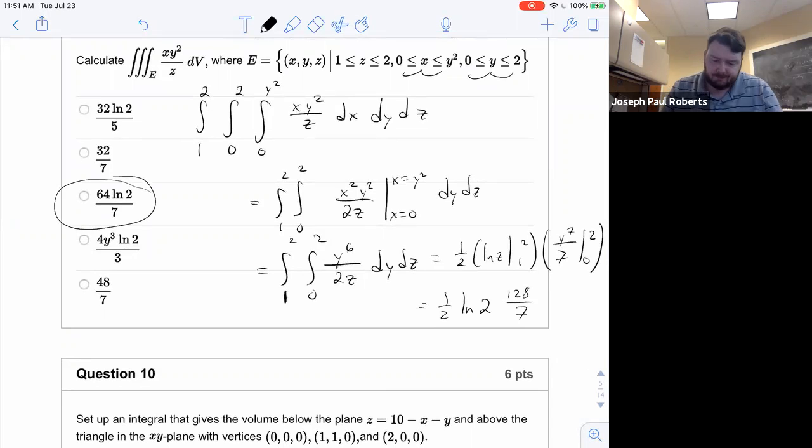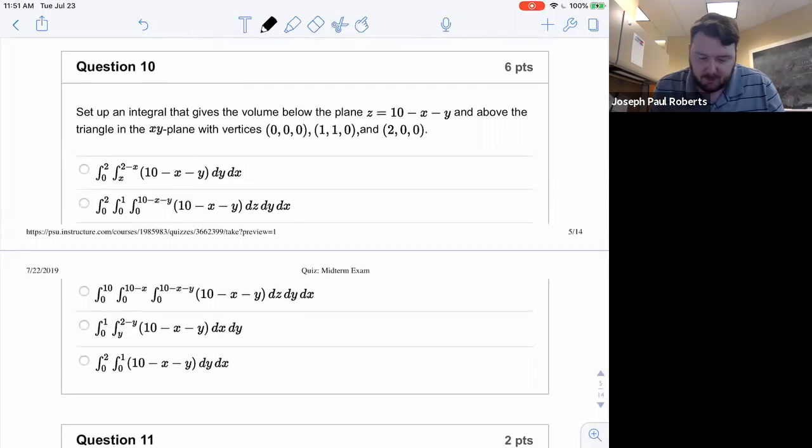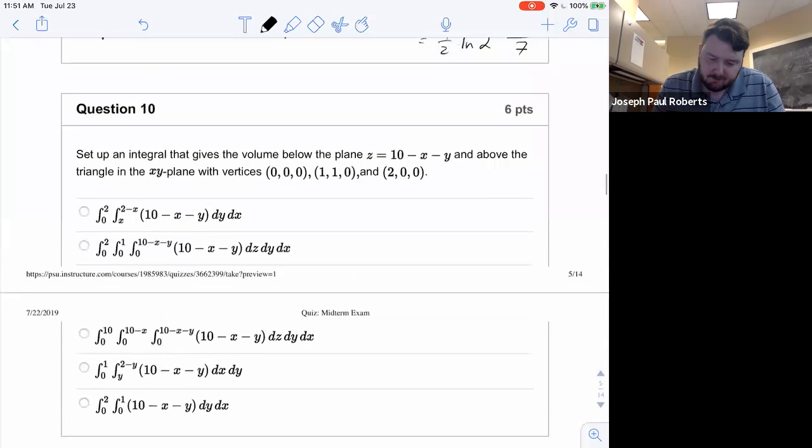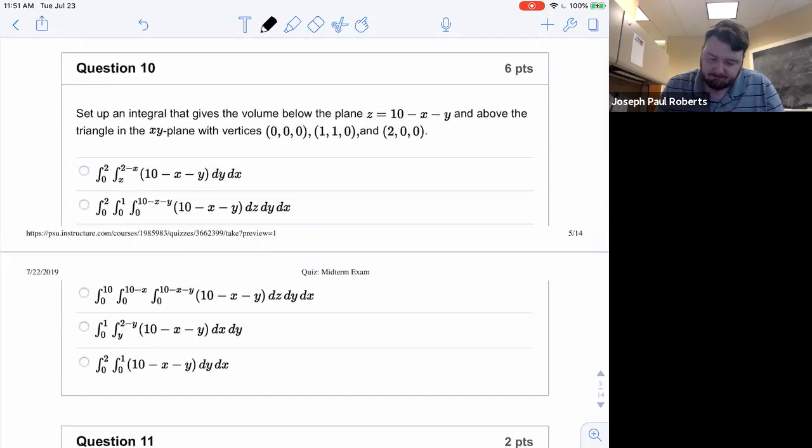All right. Next one, volume below a plane and above the triangle in the xy plane. So let's recall volume.